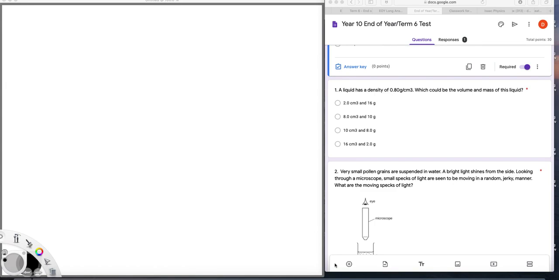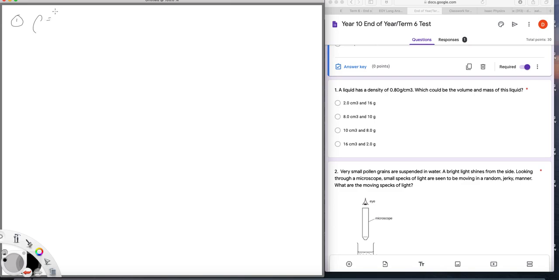Year 10, end of year, term 6, multiple choice questions. Solutions 2. Question 1. A liquid has a density of 0.8 grams per centimetre cubed.